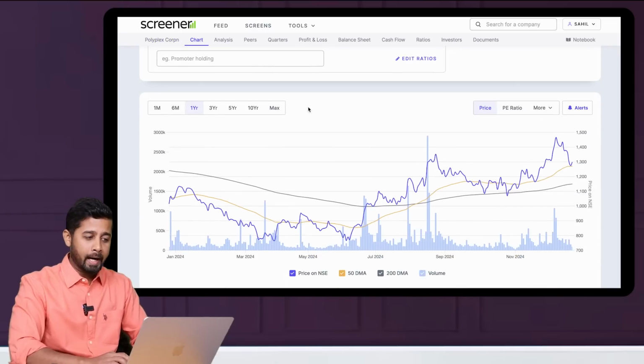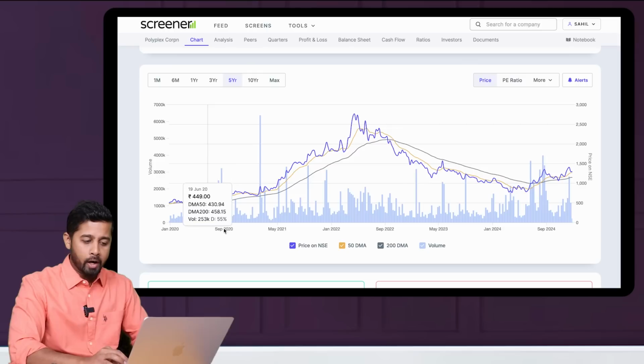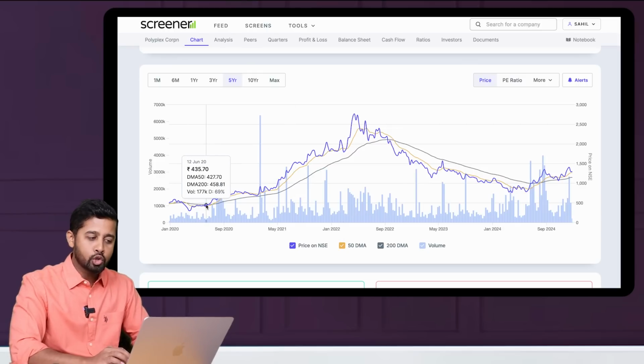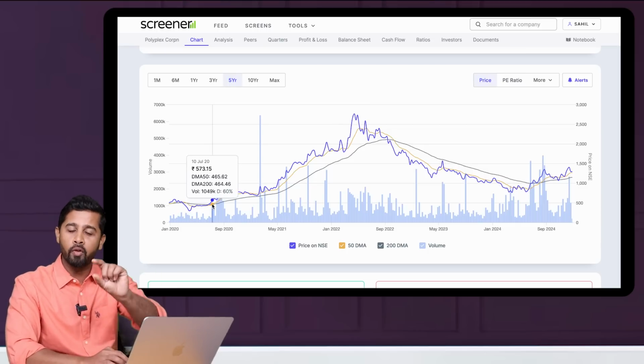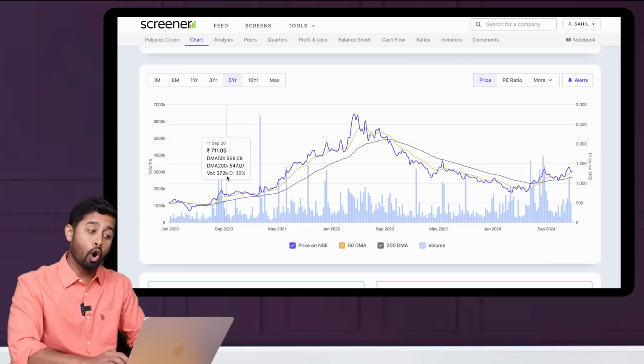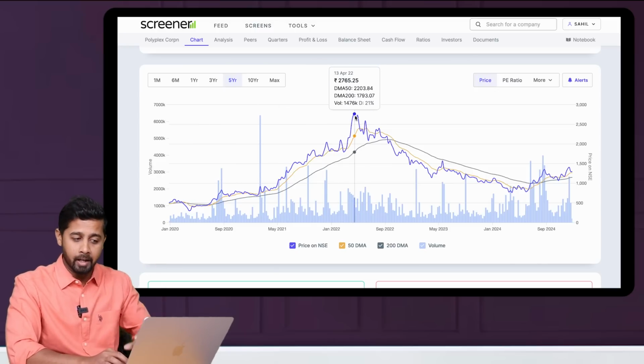So that will give you a good idea of what it means. Here you can see the orange line is the 50-day and the black line is the 200-day. Here, during June 20, there was a golden crossover where the 50-day moving average crossed the 200-day with strong volume. And look at the upside that has happened. From 400, it jumped to 2,800.